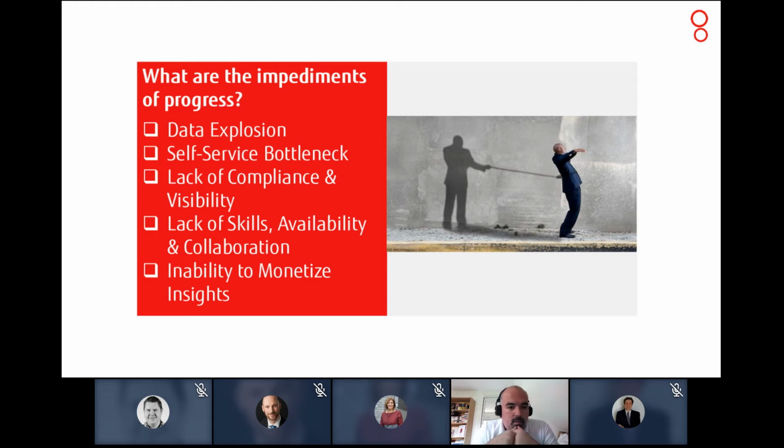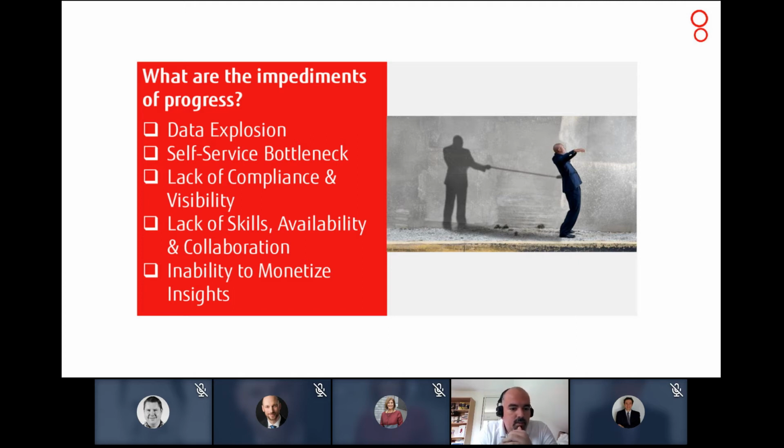Another one is, of course, the lack of skills and lack of collaboration regarding data itself. It's always difficult to get the skills. It's becoming rarer and rarer. I think data scientist is one of the job positions that is the most admired and also the most searched for in the market, from the last study I saw last year.